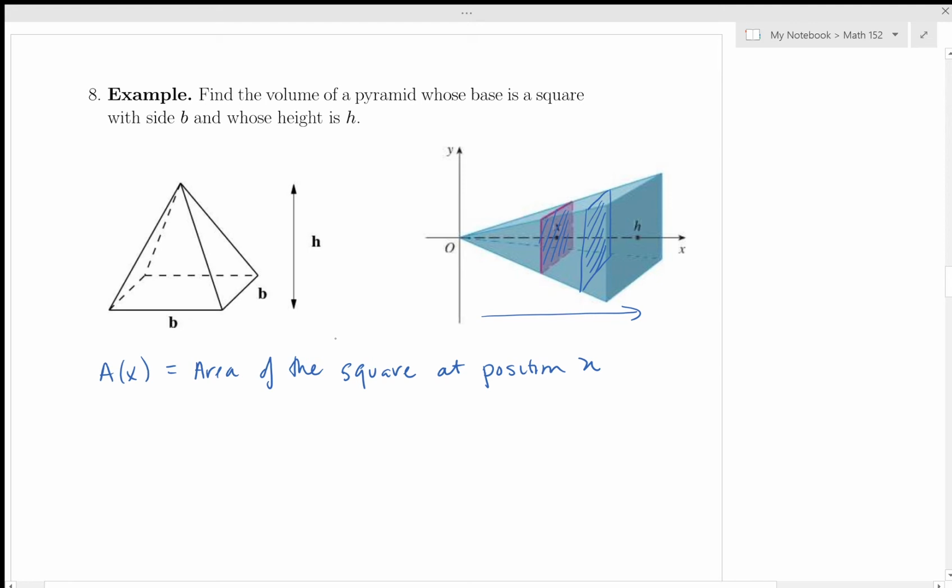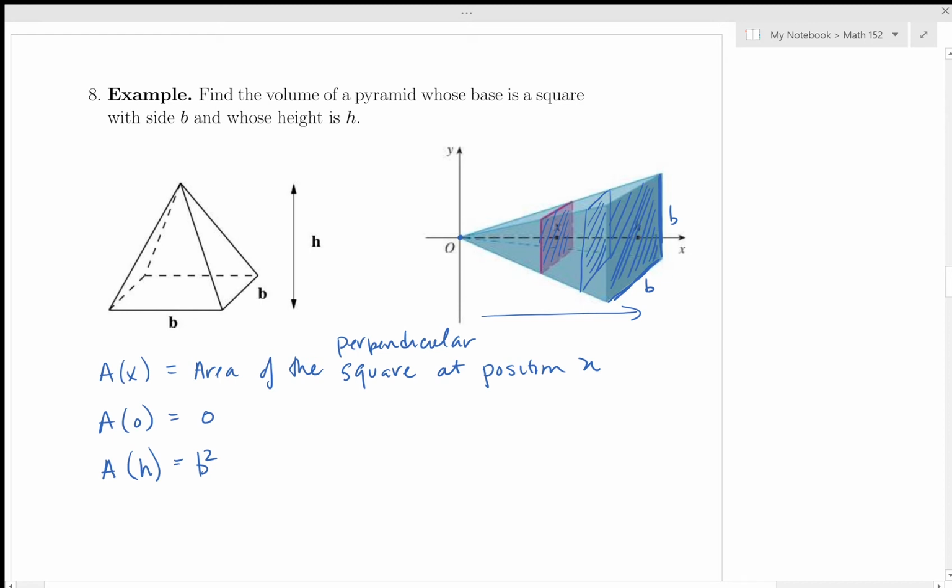This is, I should say here, maybe like the perpendicular. So you can see that the area when x is 0, the area of the square, that would be right here at the origin, is 0. And then you can see the area of the square when x is equal to h. What is that? Well, A of h is b squared, because this distance right here is b. So when x is h, the area of this square here is b squared.